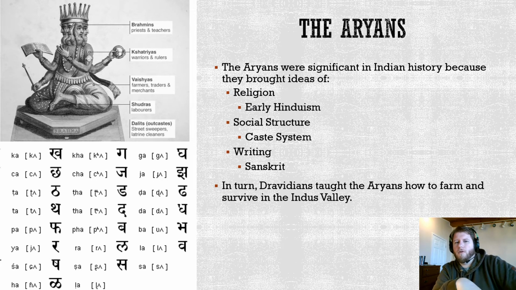And of course, the caste system is explained through Purusha, or in this case Brahma, right? The head being the teachers and the priests, the arms being the warriors, the thighs being the traders and the merchants, the feet, the Shudra, the workers, the laborers, and then the Dalits, the outcasts, outside of everything.